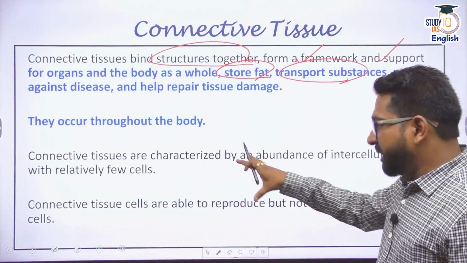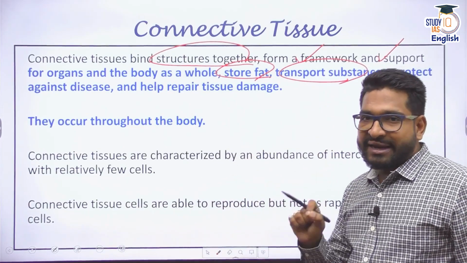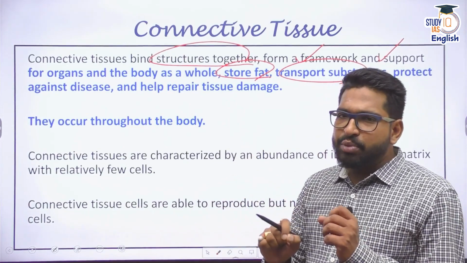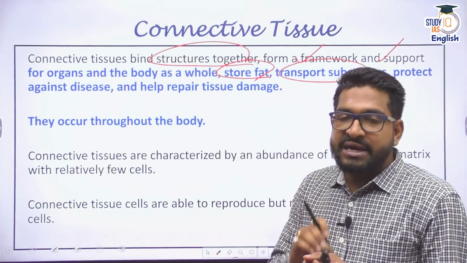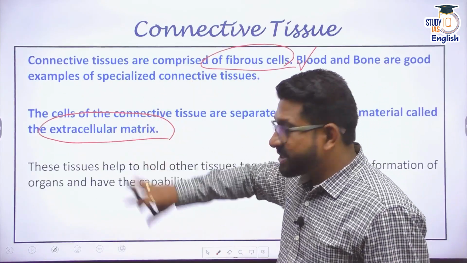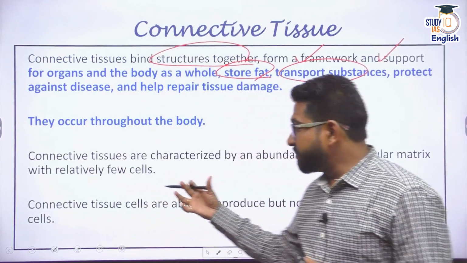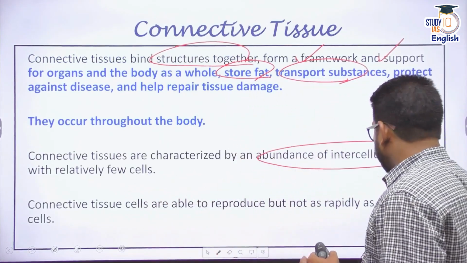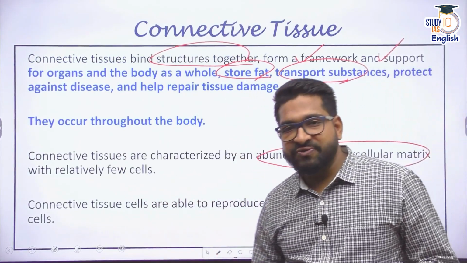All right, so a specific trait about connective tissue is that the number of cells is rather less, but they have an extracellular matrix, or some sort of intercellular matrix, which is a characterization of them.